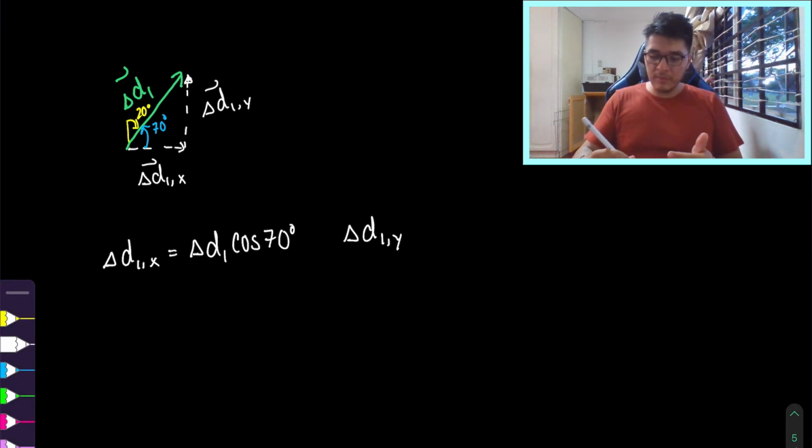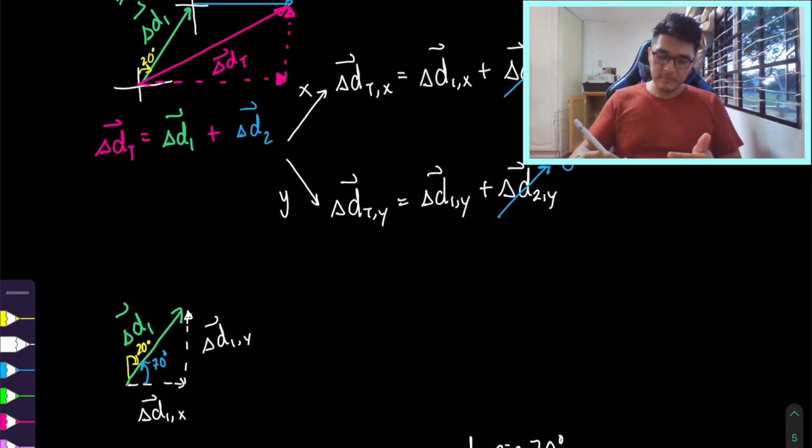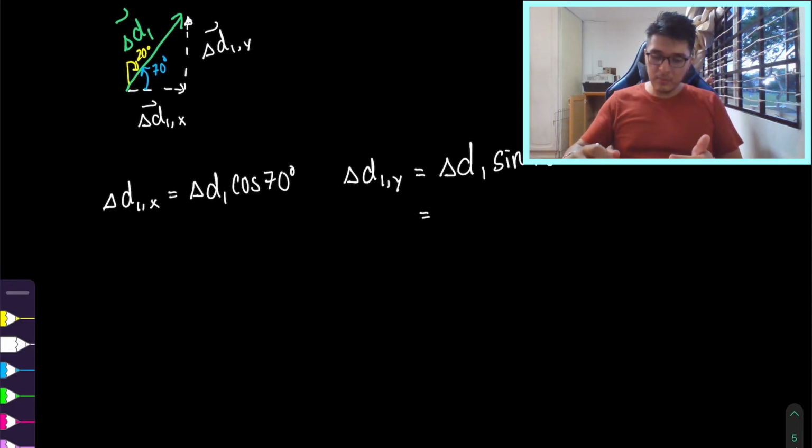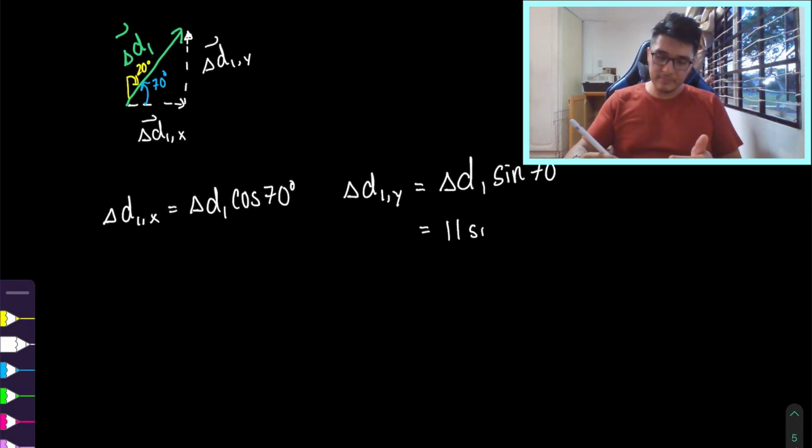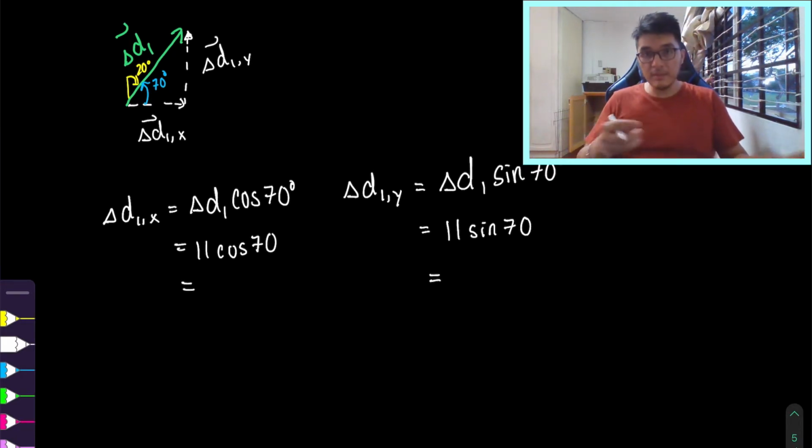And my y component, because I have the angle closest to the x-axis, is going to be the sine ratio. Delta d1 was 11. Okay, so now I can just find these by using my calculator. 3.76, I think, no, it was meters.